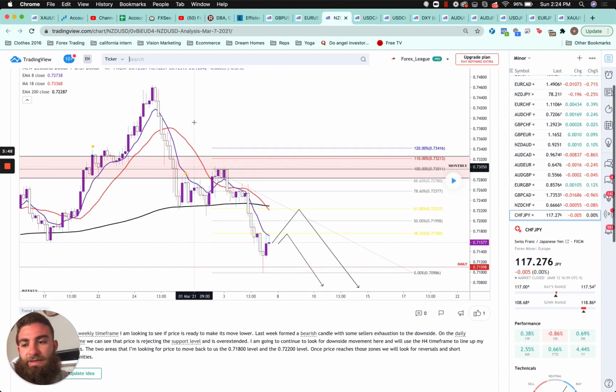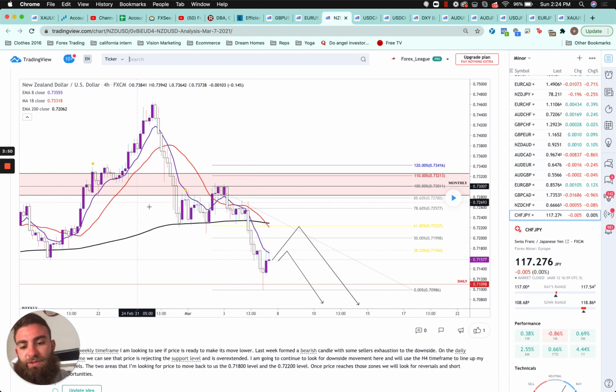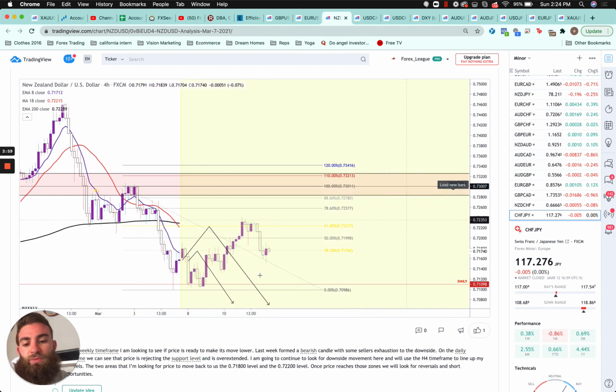So you can see again here on the 4-hour, we're just looking for this trend to continue. Obviously, this is a key resistance level up here, but we also had this more minor resistance level there. So I was looking for rejection of one of two areas.